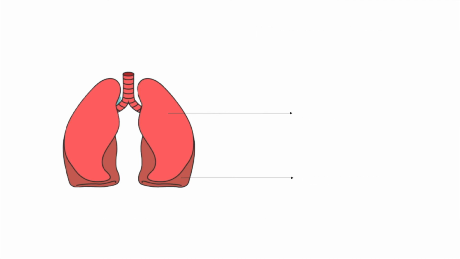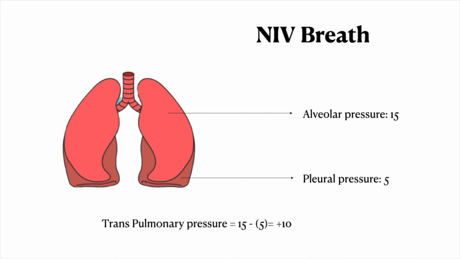So say, for example, we add NIV to a patient. What happens in this case is, say the patient is not having any distress and is very much synchronized with the NIV breath, then it is all well and good. As you can see, the alveolar pressure is 15, the pleural pressure is +5. So if you subtract and get the transpulmonary pressure, it is +10, which is not very bad.